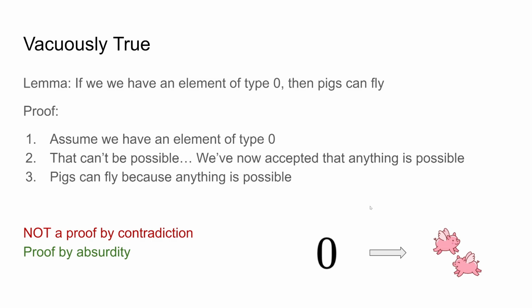Notice that this is not a proof by contradiction, it's a proof by absurdity. We've reached a point in our proof where we've assumed too many things and we've reached an absurd result. So from absurdity, we can conclude anything.